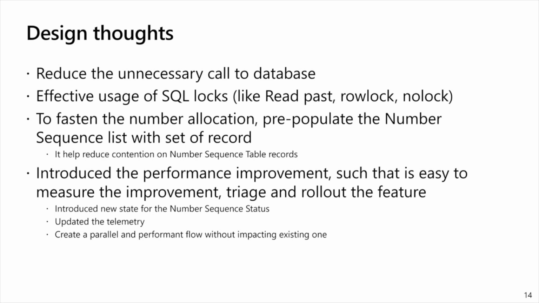The third thing we did was to look at how we can speed up the number allocation by pre-populating the number sequence list with a set of records. We will talk about it in more detail in the subsequent slides, but the way we do it is in how we interact with the number sequence table and the number sequence list table, how we populate the particular record, and how we allocate the particular record from the number sequence list. We improve that allocation and assignment of the numbers.